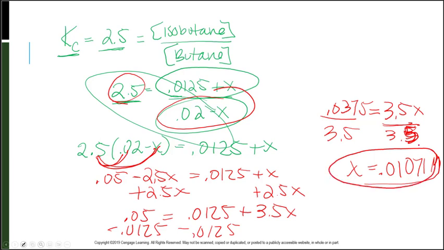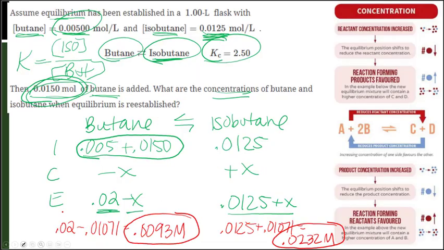Now we need to take this and put it back into our equilibrium values from our ice table. Let's do that. That makes my equilibrium values for butane 0.0093 molar, and my equilibrium value for isobutane is 0.0234 molar. Now let's double check to see if this made sense.